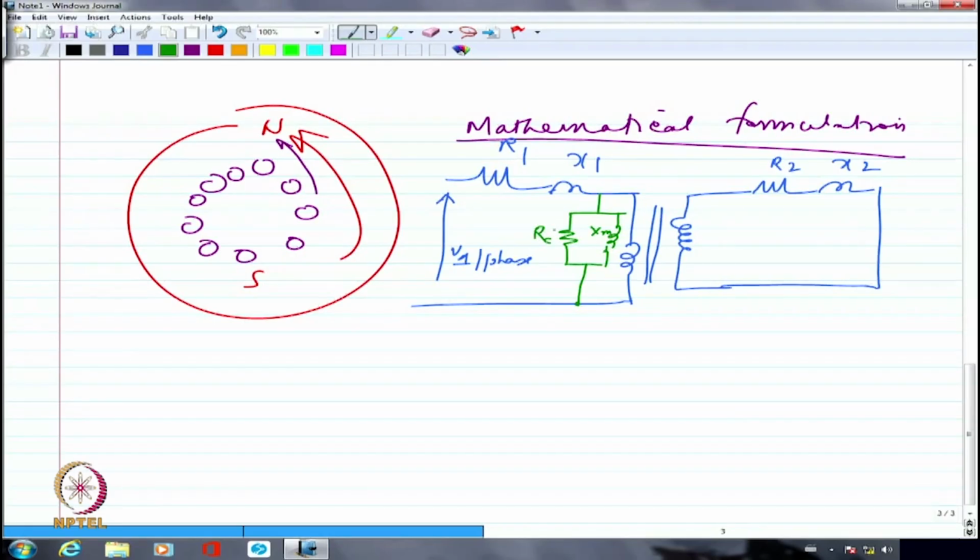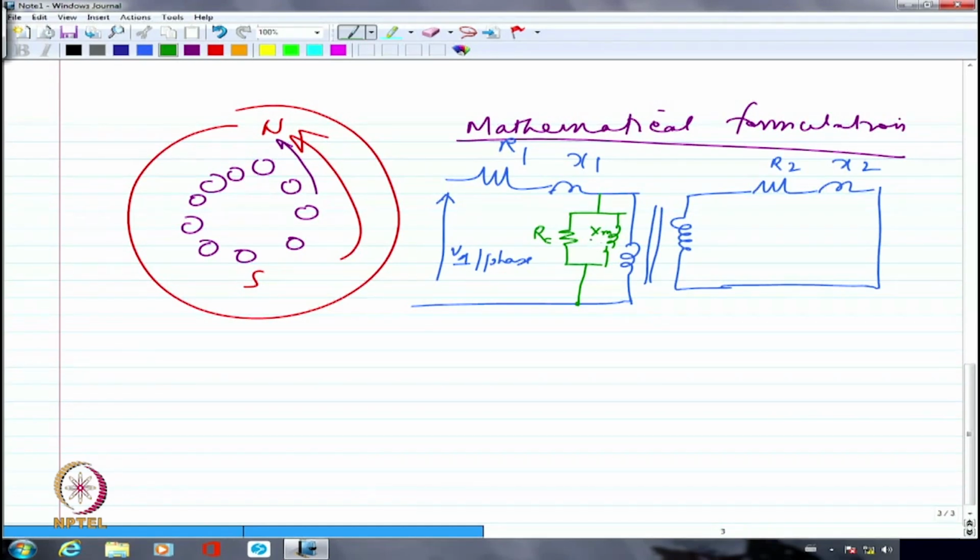Both will be there. I can't help it. These will be there, definitely. So this is the equivalent circuit of the induction motor when I was having basically that in standstill condition. It is not still, it has not started moving as yet, right?